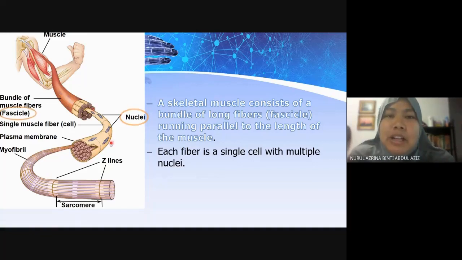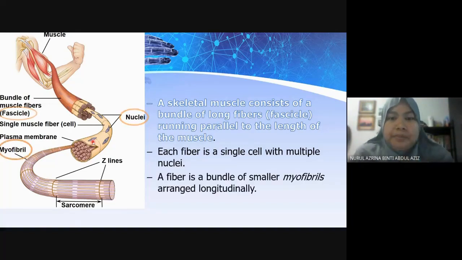And each muscle fiber, so this is skeletal muscle, kita dah belajar characteristic of skeletal muscle. It is multinucleated. It is made of long cylindrical cell. It has striation. Kita dah belajar dah, right? So this is one muscle fiber that has multiple nuclei. So within one muscle fiber, all right, it is made of a bundle of smaller myofibril.